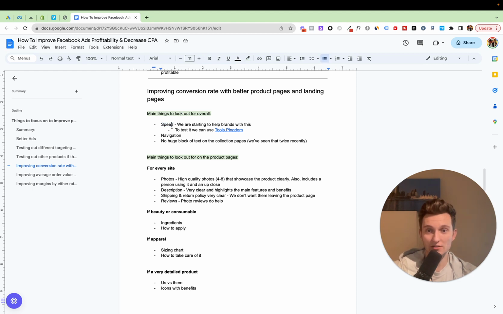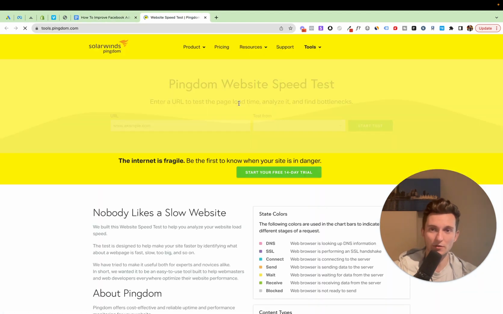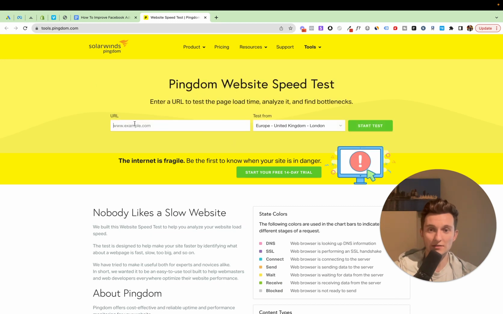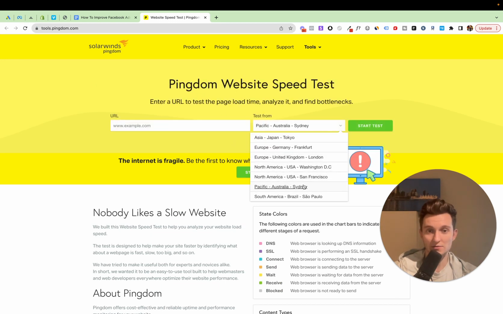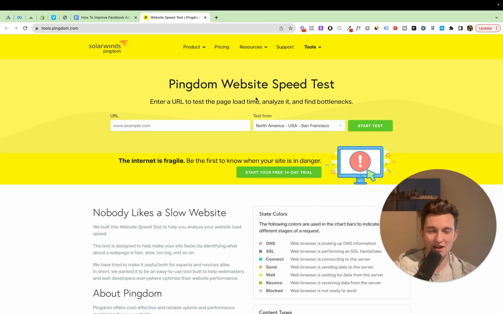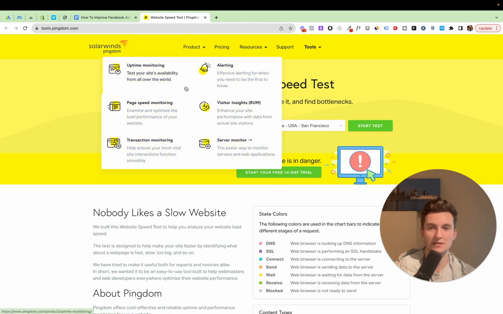Basically, we want to make sure that speed is really, really dialed in. And to test that out, you can use a couple of tools, to be honest, like tools.pingdom. You can enter in your URL and test from wherever. I just do USA, San Francisco, California, boom, test it. And then it's going to spit out a load time.